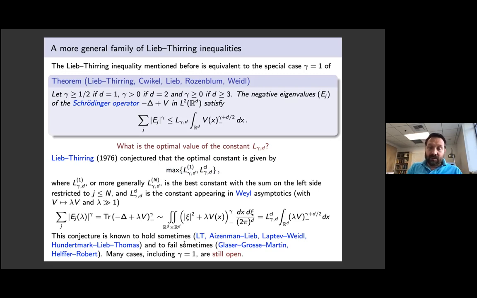On the other hand, it's also known that sometimes the conjecture is not true. This was shown already, I think, in 1978 by Glaser, Grosse, and Martin. And then another counterexample in a different regime was given by Hundertmark and Robert. Still, in many cases, the inequality is open, and that includes in particular the case gamma equal to 1, which, as I said before, is the one that relates to the previously discussed family of Lieb-Thirring inequalities involving the kinetic energy. Okay.